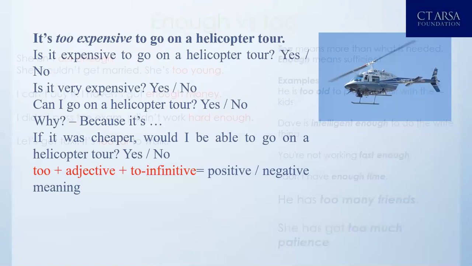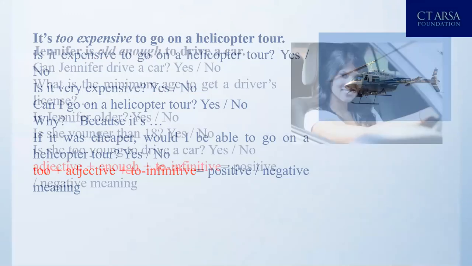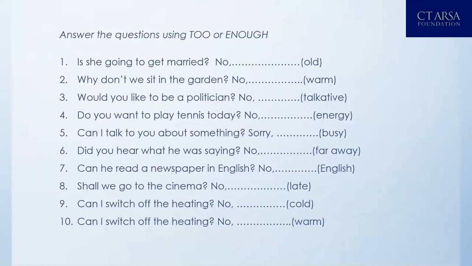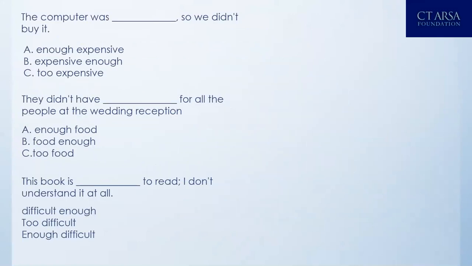I'm going to give you the exercises here. So please answer these exercises. We did this one already. Number one, can you answer number one? The computer was blank, so we didn't buy it. Which is the answer? Kira-kira mana jawabannya? Too expensive. Is it too expensive? Yes, that's right. The computer was too expensive, so we didn't buy it.